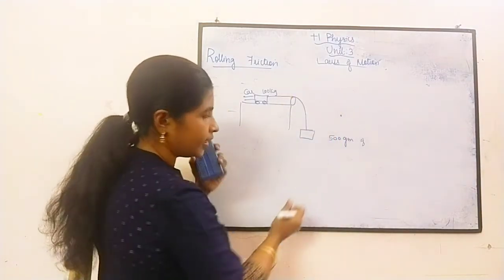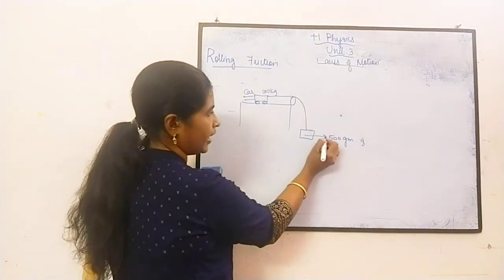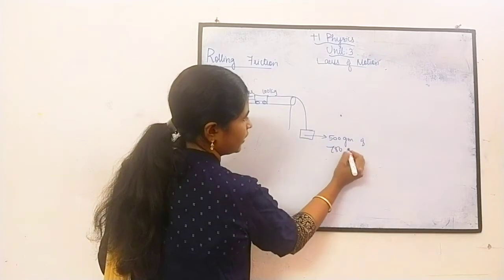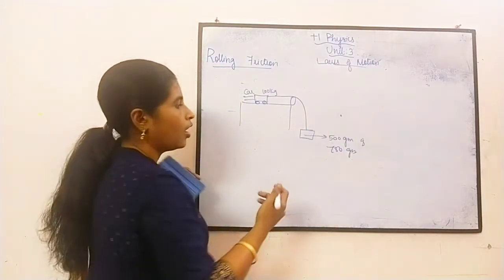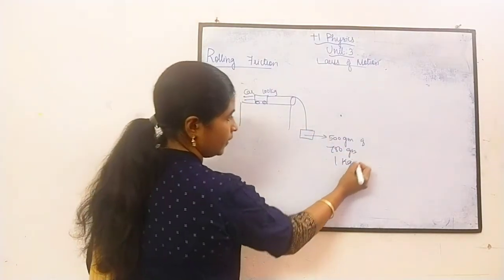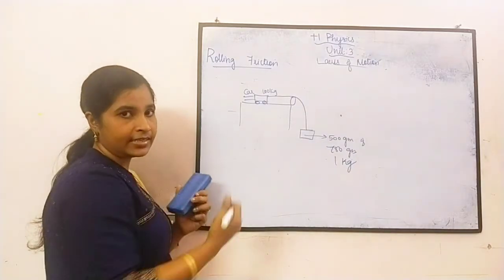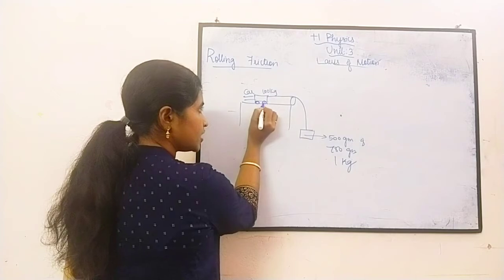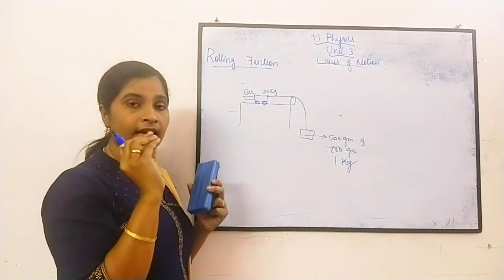I give it and try to pull this. The mass is only 500 gram. Can we pull it? No. Suppose if it is 750 gram, can I pull it? No. Suppose it is 1 kg, yes, I can easily drag it, because the friction is very low in case of rolling.